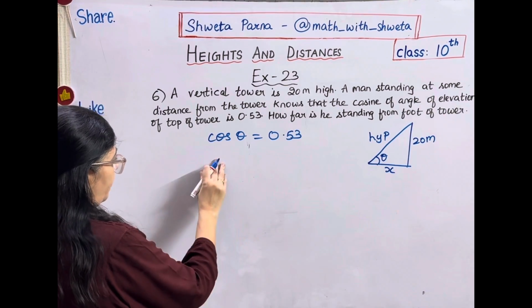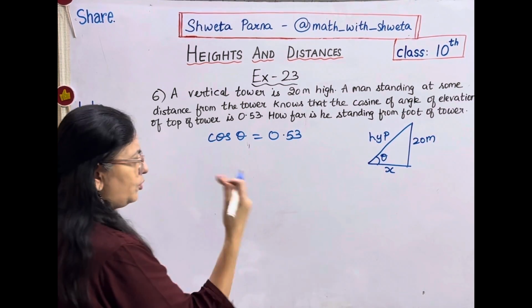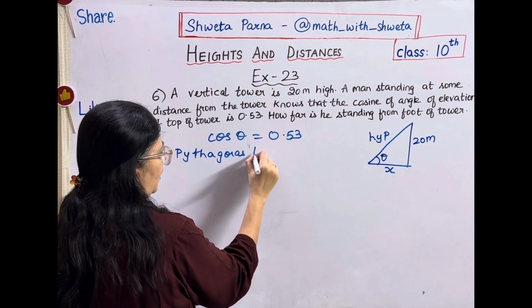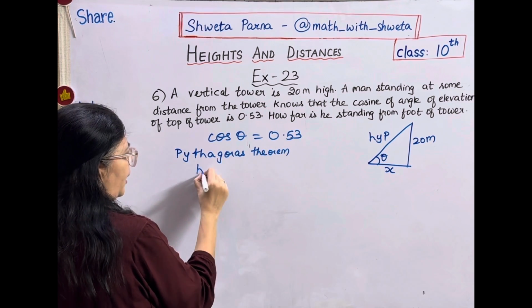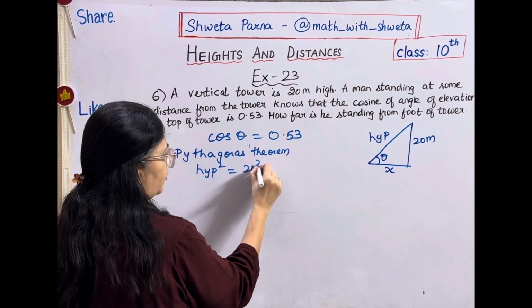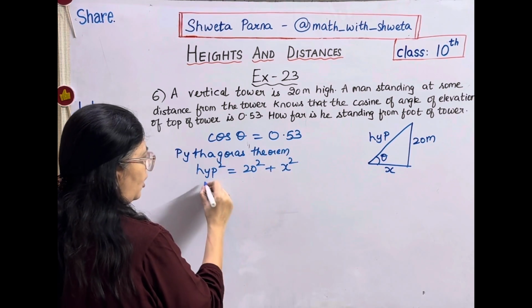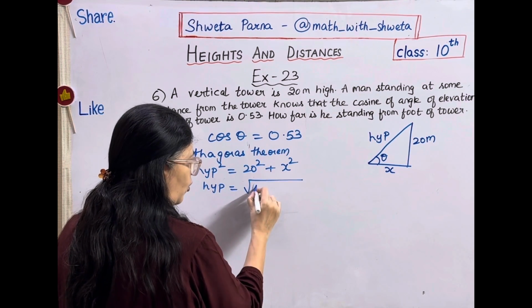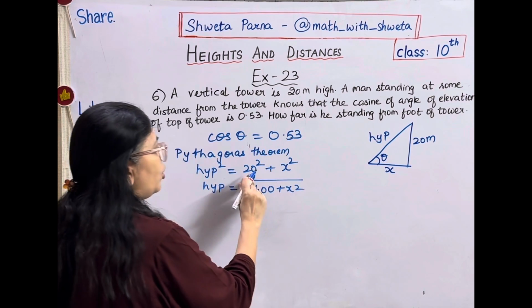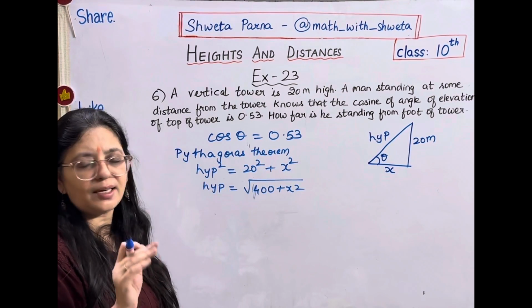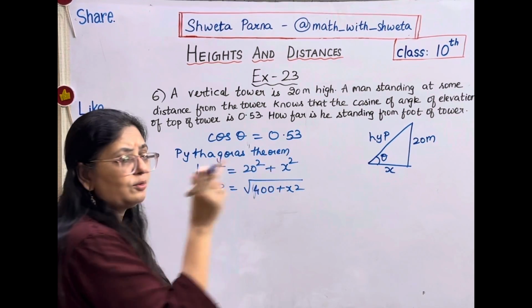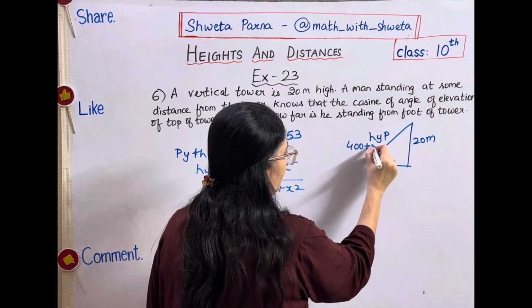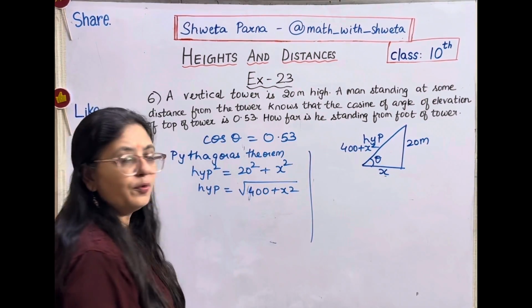Correct? So we don't know base, we don't know hypotenuse. So using Pythagoras theorem, let's find it. Hypotenuse square is equal to height square plus base square. So we can say hypotenuse is square root of 20 square, which is 400, plus x square. Children, you cannot remove the square like this and write 20 plus x. No, you can't do it. You have to take it as one term. Now hypotenuse, you got it as root of 400 plus x square.